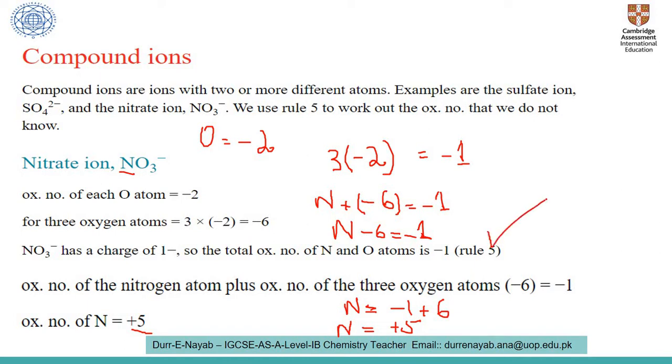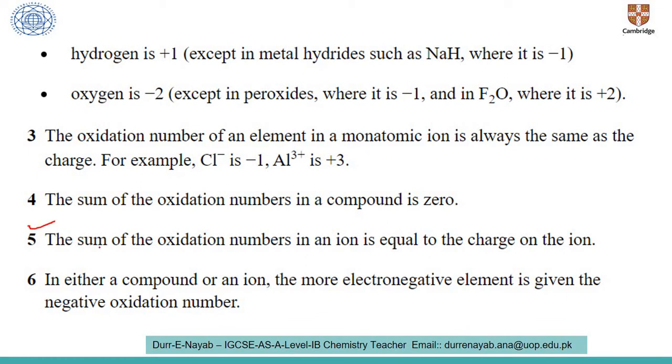This was according to rule number 5, which we studied in the previous slide. The sum of the oxidation numbers in an ion is equal to the charge on the ion. If we talk about SO4 2-, the charge on this compound ion will be -2. And oxygen, you already know, for a single oxygen atom is -2. So for the 4 it will be -8. So you can find out the oxidation number for the sulfur.